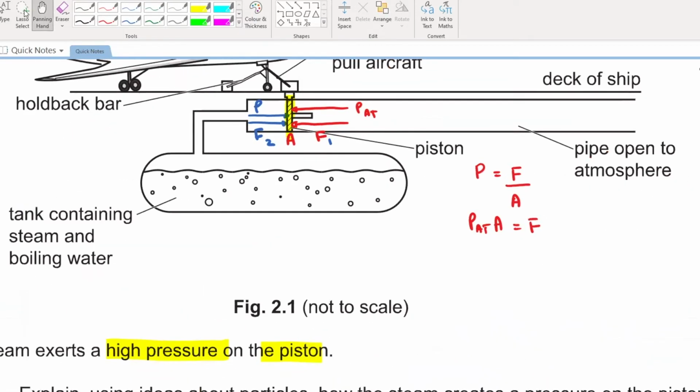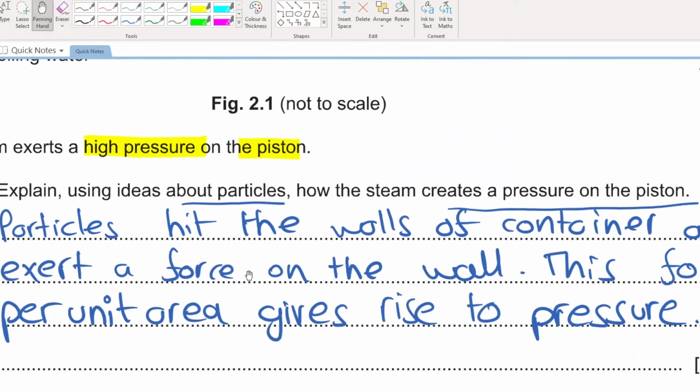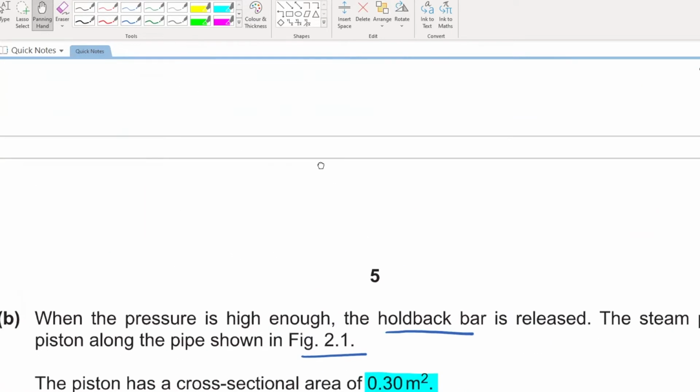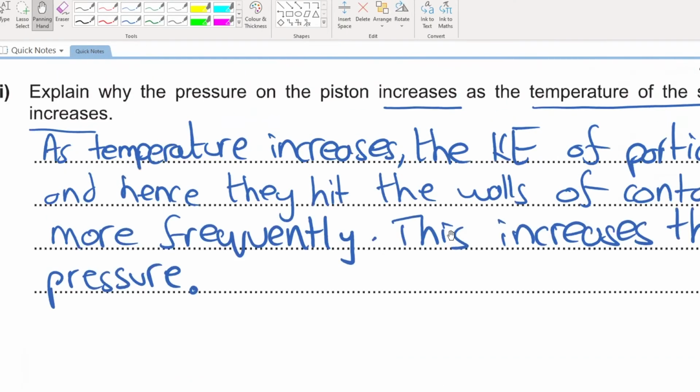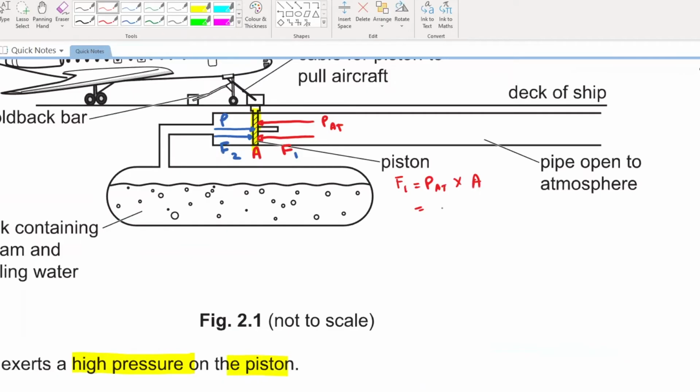Okay. Since I want to keep this diagram in the picture, I will be doing the working here. Force F1 is equal to what? P atmospheric into area. What is P atmospheric? It was given below: 1 into 10 raised to the power of 5. The area is 0.3. So 1 into 10 raised to the power of 5 into 0.3. What will force F1 be? Any geniuses in the chat, anyone with a calculator and a sane mind? This comes out to be 30,000 Newton.